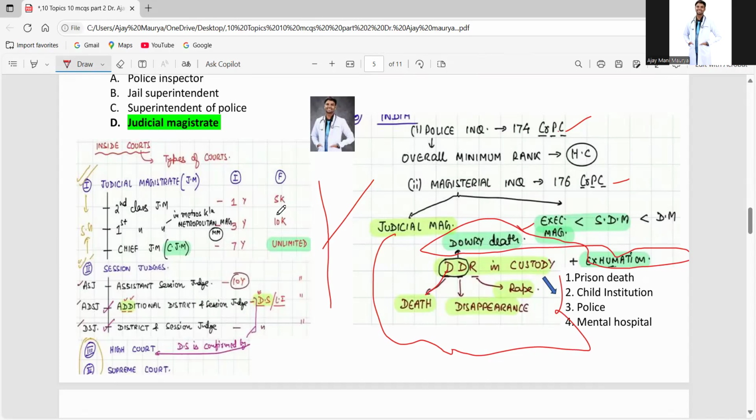How they are going to ask the question is which session judge has the power to give death sentences. It is the additional district and session judge. And which court confirms it? The High Court. Remember, the judicial magistrates and session judges are under the control of the state government, and the High Court and Supreme Court are under the central government. That's it.